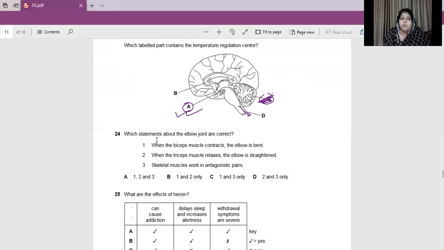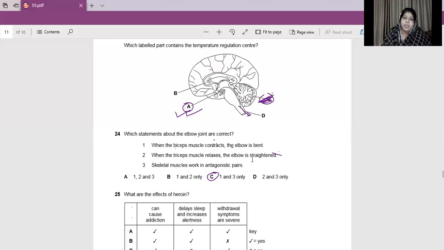Now, which statements about the elbow joint are correct? When the bicep muscles contract, their size reduces and the elbow bends. When the tricep muscles relax, the elbow is straightened? No way. Skeletal muscles work in an antagonistic way. Antagonistic means opposite: one contracts, the other relaxes. So the answer is 1 and 3. This statement is wrong, this is correct.